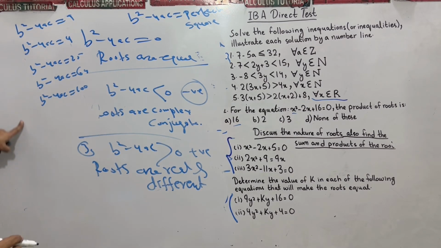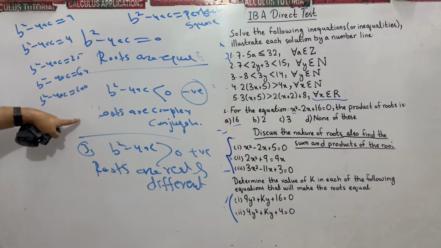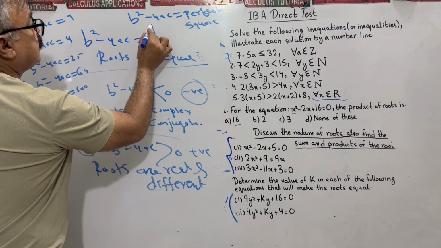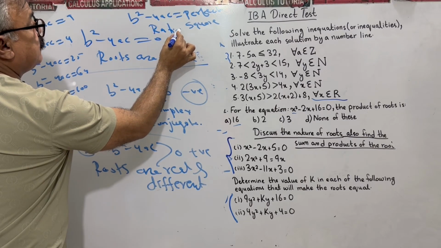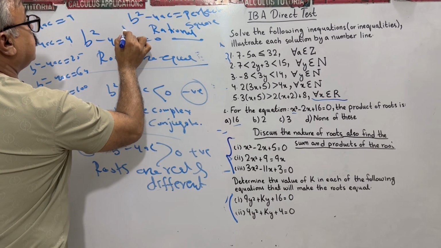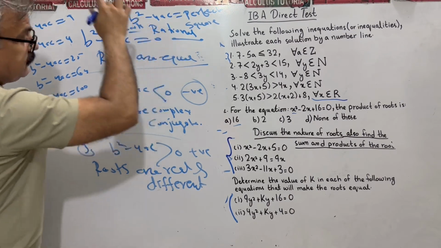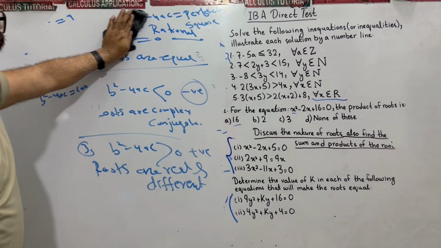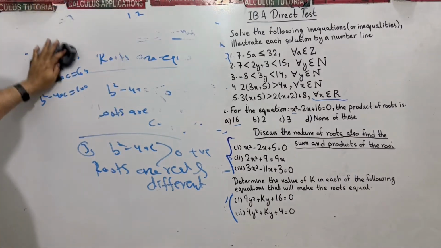If the result of b square minus 4ac is a perfect square quantity, then roots are rational. Okay, I have summed up all the questions for you.